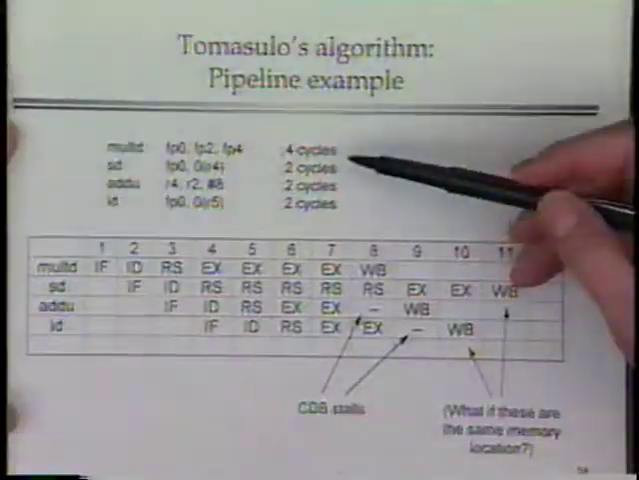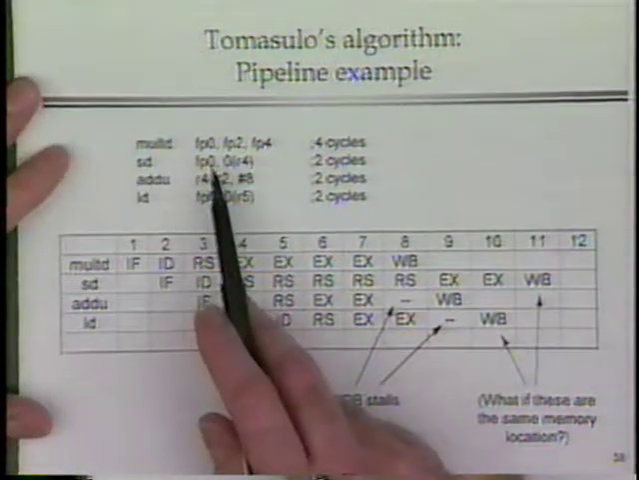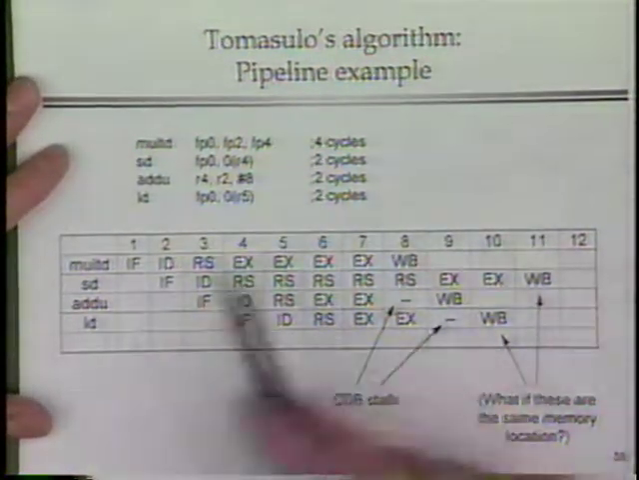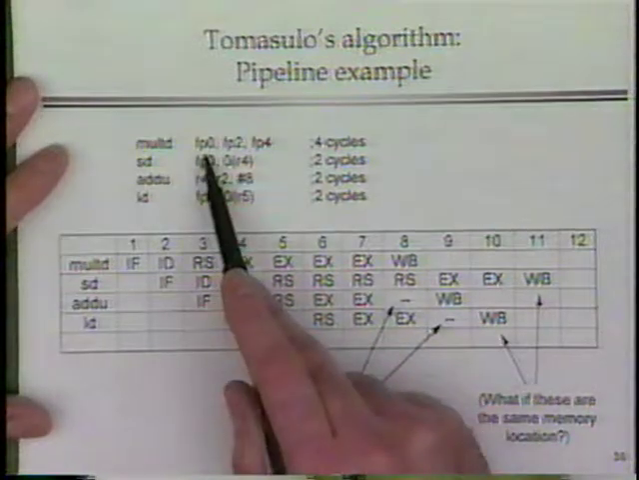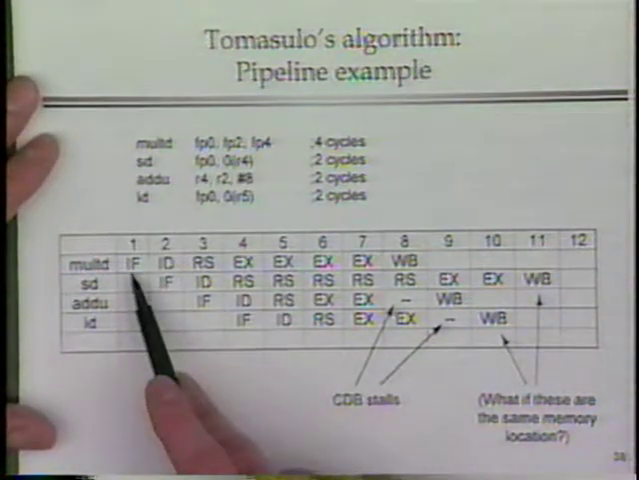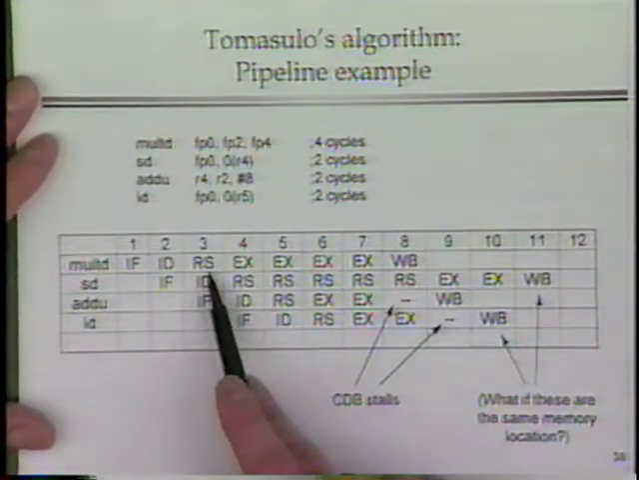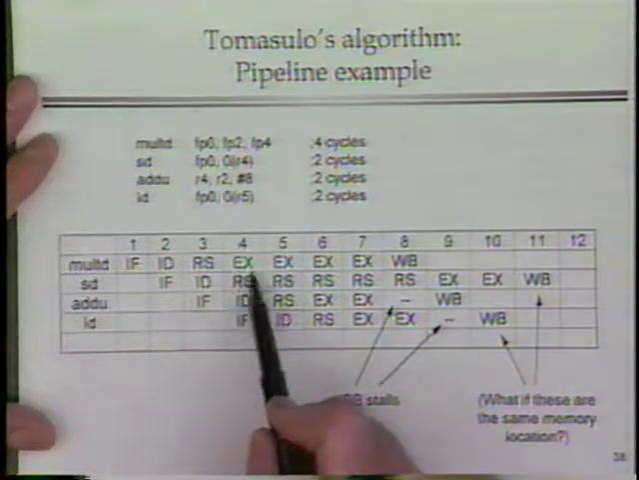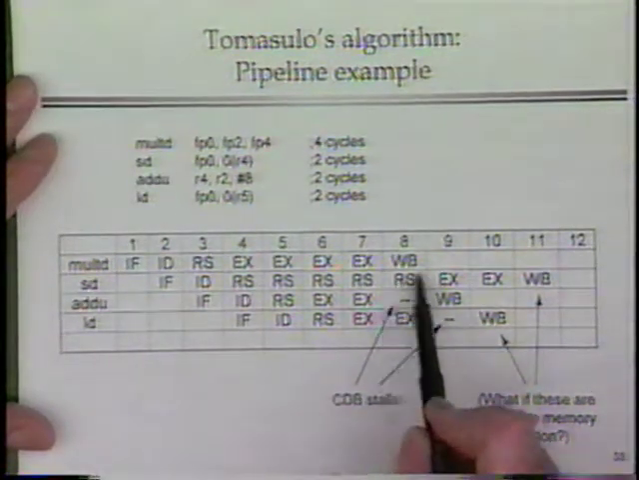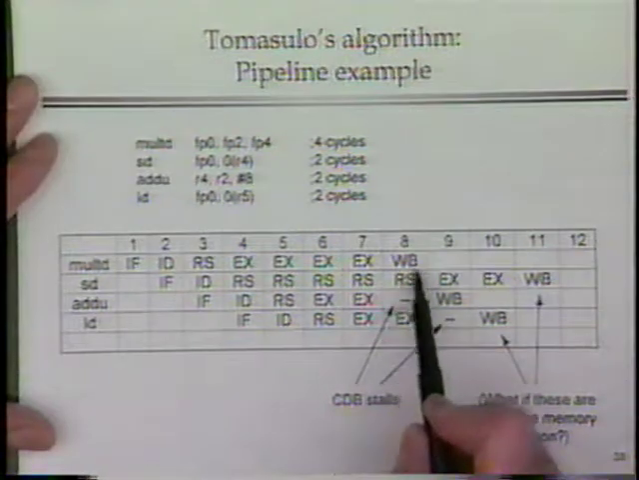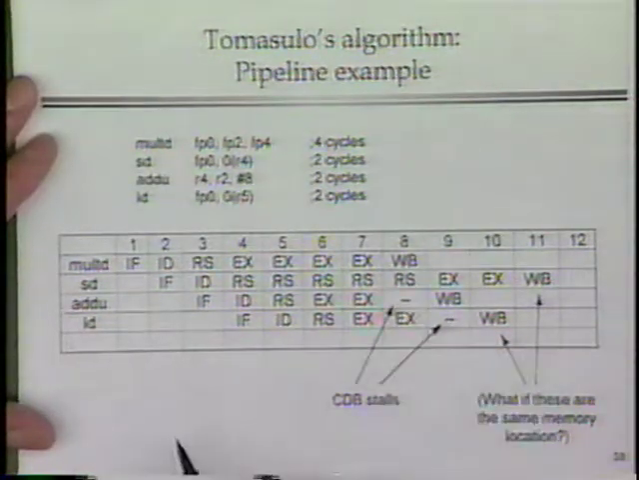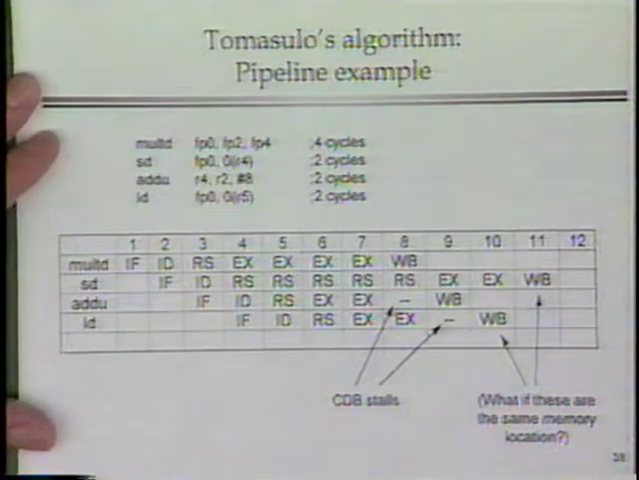Okay, here's a simple example beginning with a multiply instruction that takes 4 cycles and produces its result in register 0. So it goes through instruction fetch, instruction decode, queues up in a reservation station, goes through its 4 cycles of execution, arbitrates for the common data bus, and does its write back. And that write back is going to the register file in this case.